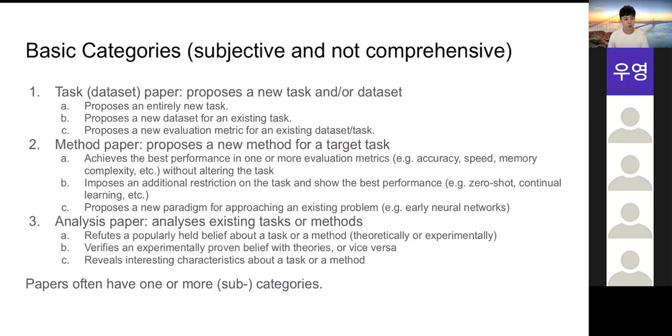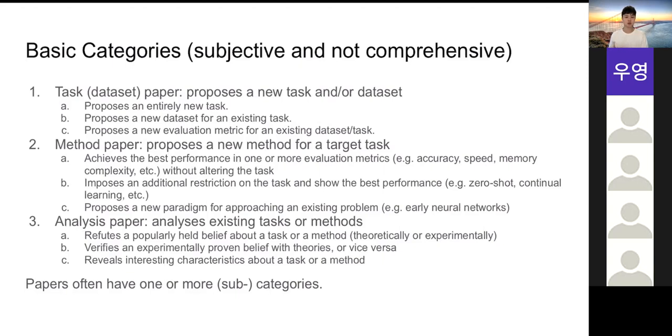And 2B is you're imposing an additional restriction on the task and showing the best performance. For instance, in zero-shot or few-shot, you're saying that you don't have many training examples, even though the dataset was not originally meant for that. Maybe you're considering SQuAD as your dataset, but instead of using all those 80,000 training examples, you want to show that with just 1,000 examples, you can achieve very good performance compared to other methods that only used 1,000 examples. Of course, your performance might not be better than or comparable to the models that used the entire dataset, so you cannot really say it has achieved the best performance without altering the task.